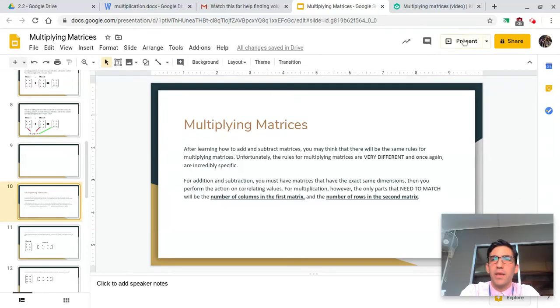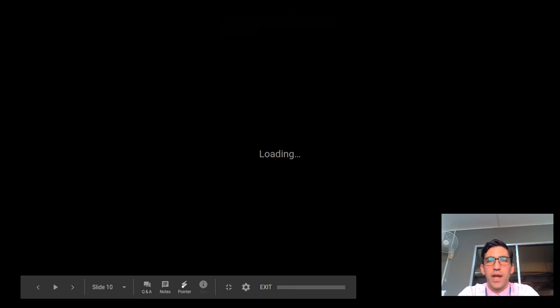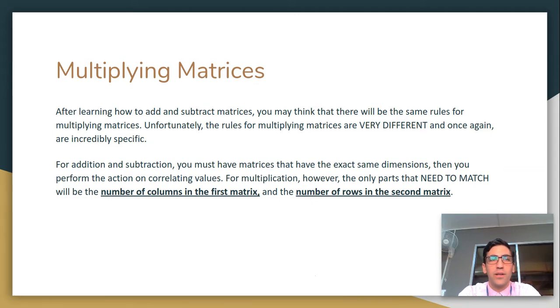All right. Hey, everybody. So we have already looked at how to add and subtract matrices, and we have given you a brief overview and introduction already. Well, now we're going to learn how to multiply matrices. So you might think, after we have learned how to add and subtract matrices, that the same rules will apply for multiplying matrices. The rules for multiplying are very different. And once again, they are very specific.